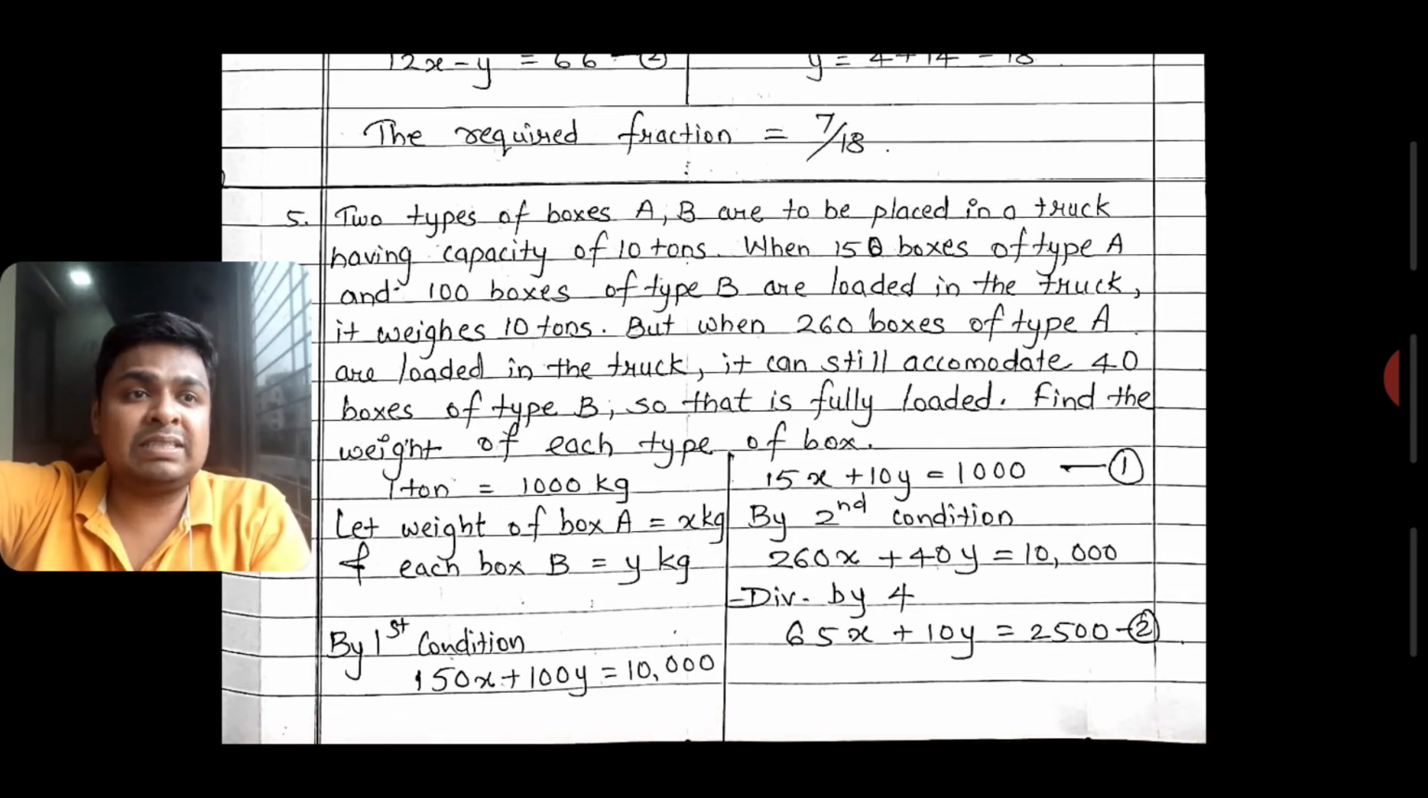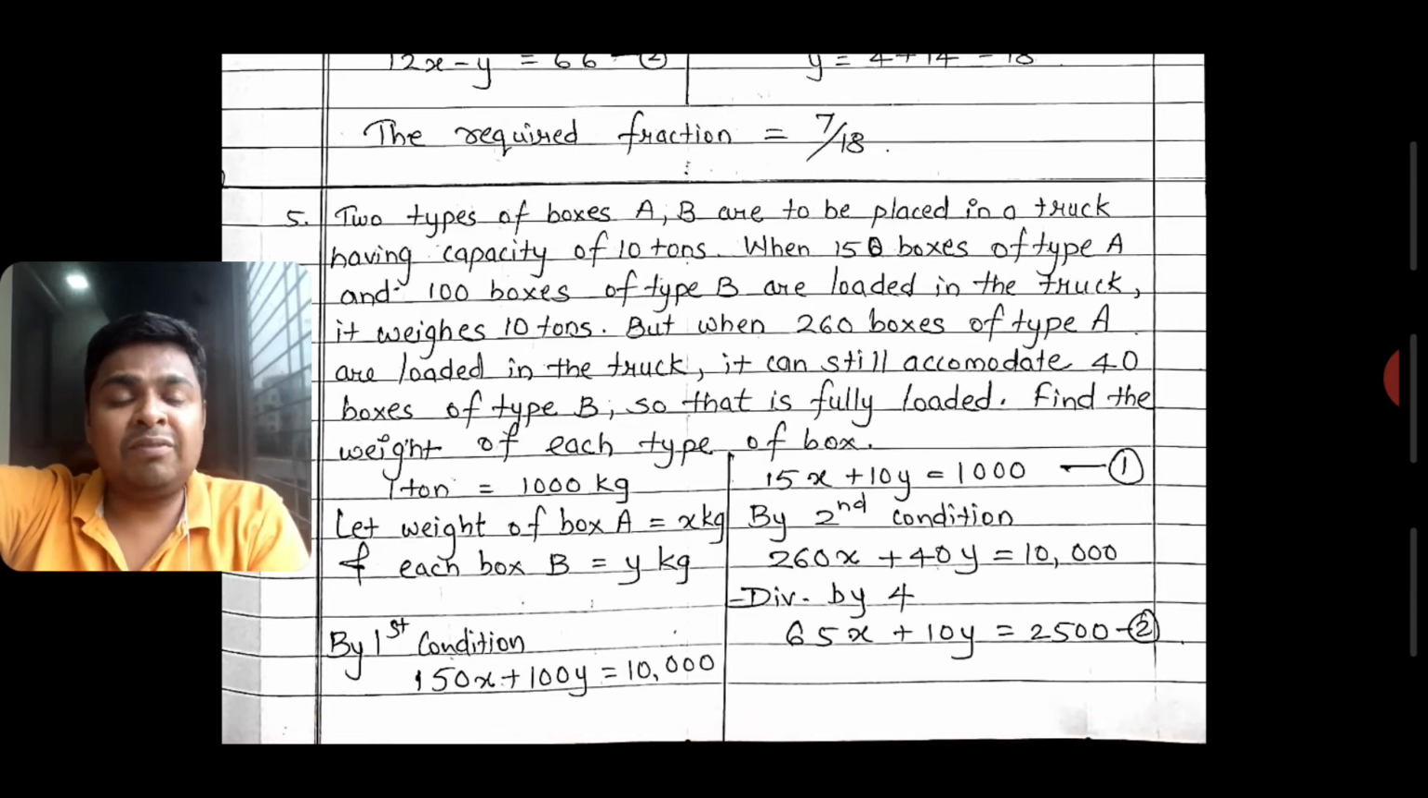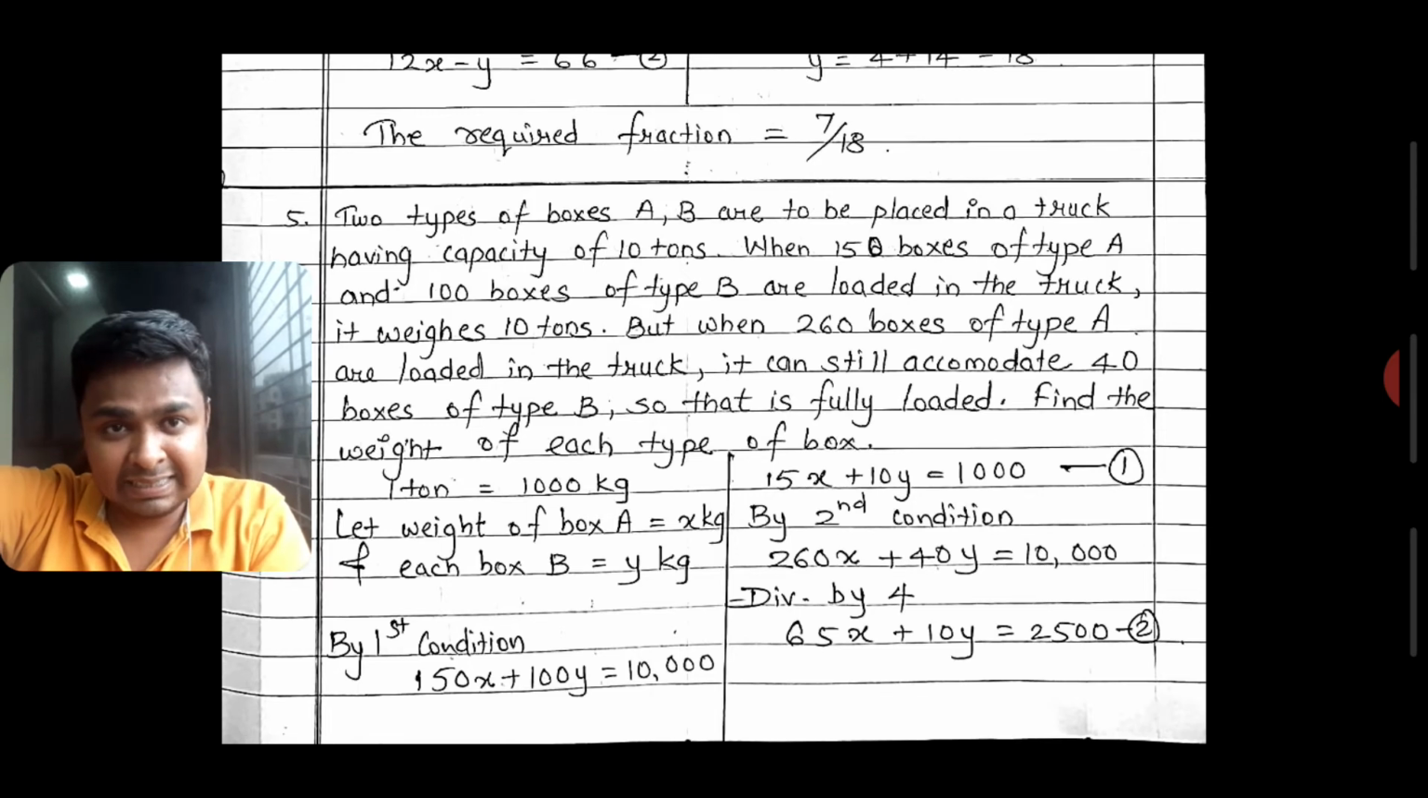When 150 boxes of type A and 100 boxes of type B are loaded, it weighs 10 tons. So this is the full capacity. 150 boxes of type A, 100 boxes of type B, full capacity 10,000 kg. So this is the first equation. So we'll consider the weight of the first box A as x kg, and the second box B as y kg. So let the weight of one box of A be x kg, and one box of B is y kg. So 150 boxes of type A, that means 150x. 100 boxes of type B, that is 100y.